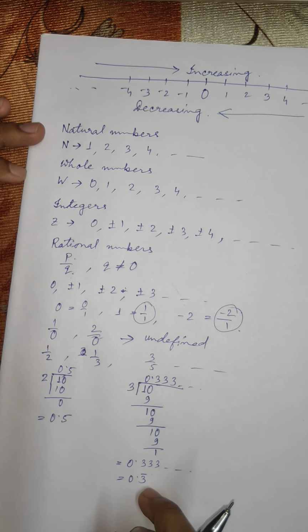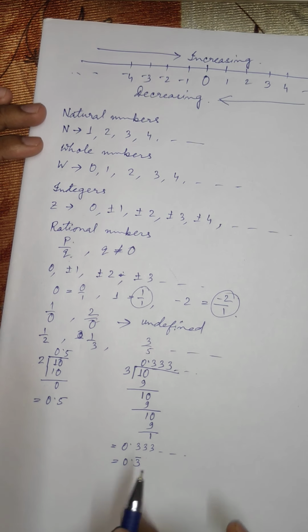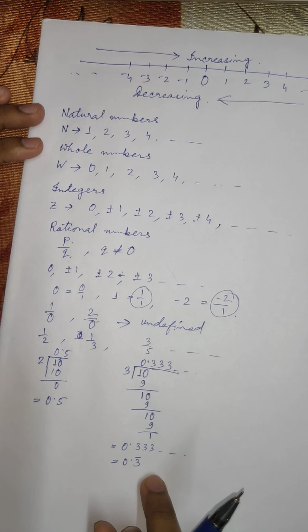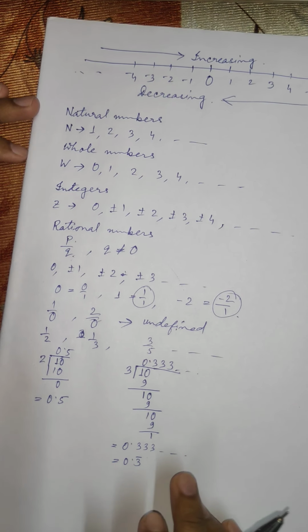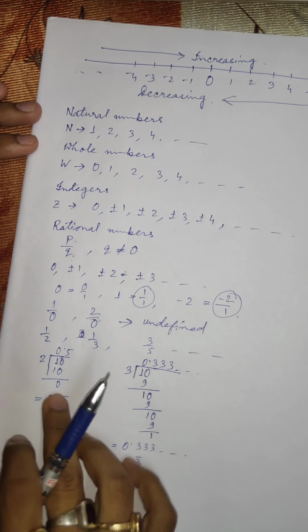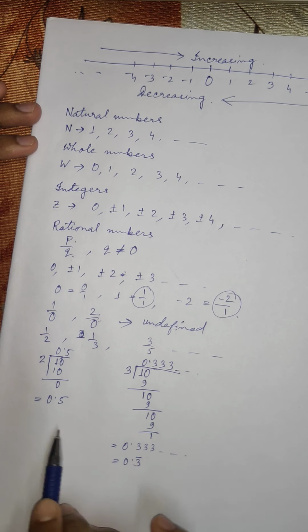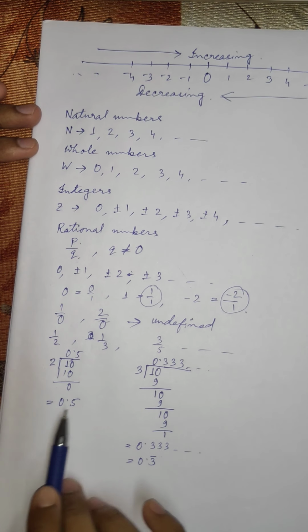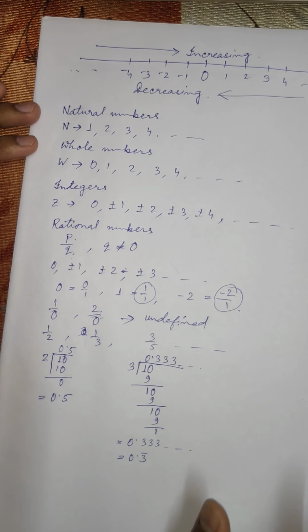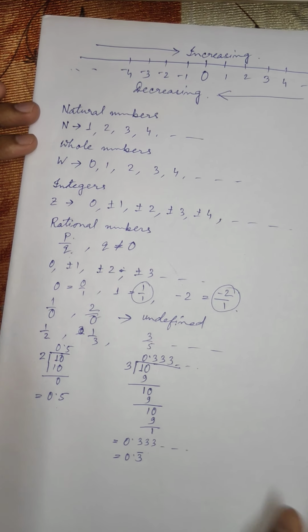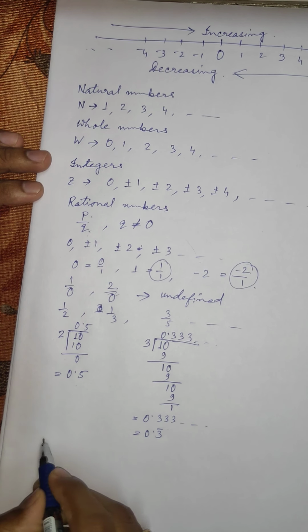So the decimal expansion of 1 by 3 we have got. It is a non-terminating but repeating decimal. The decimal expansion of 1 by 3 is non-terminating but repeating or recurring, you can say. So these two types of decimal expansion in rational numbers are there. And again, if I want to express this decimal expansion in the form of p by q, we can express it. So these are rational numbers. Now irrational numbers.